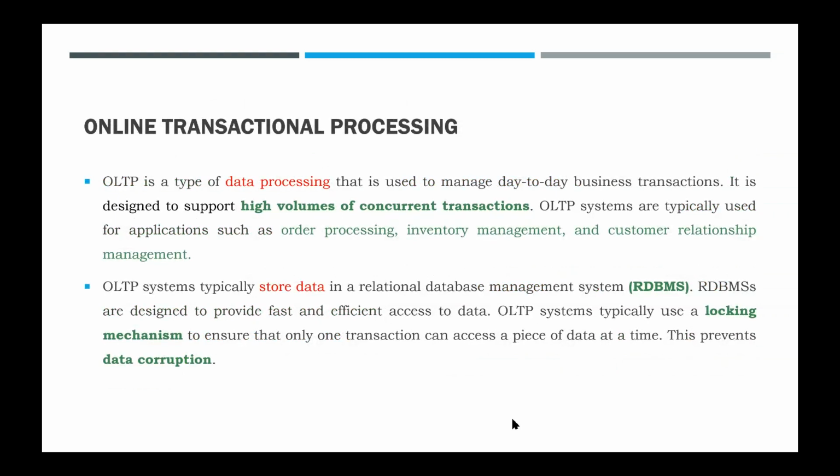Coming to online transactional processing. What is online transaction processing? Online transactional processing is a type of data processing that is used to manage day-to-day business transactions. That means daily we go to the supermarket, where all the customers purchase items. That is called a day-to-day business transaction.